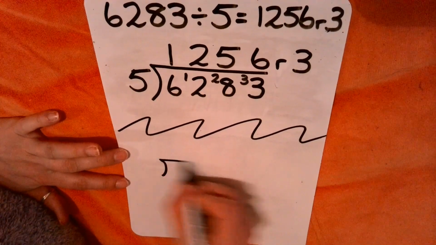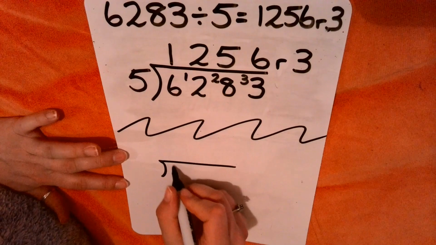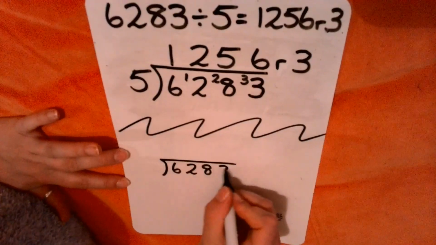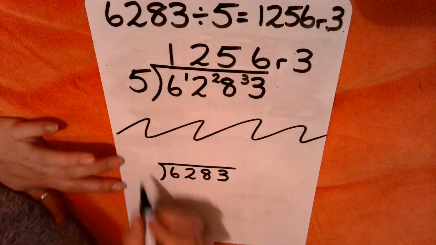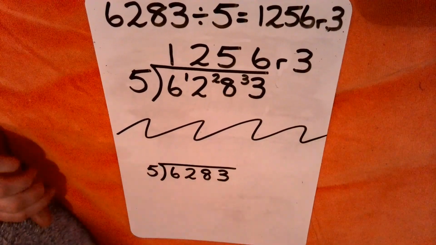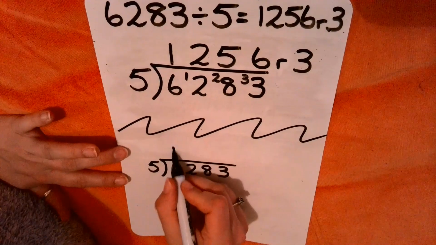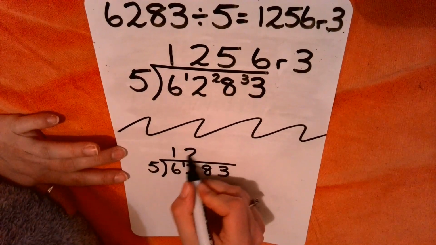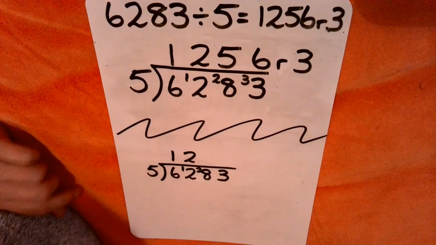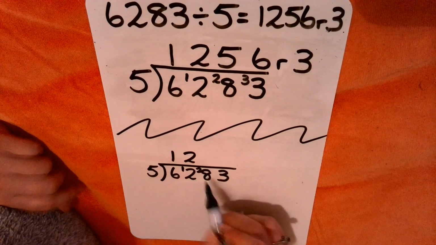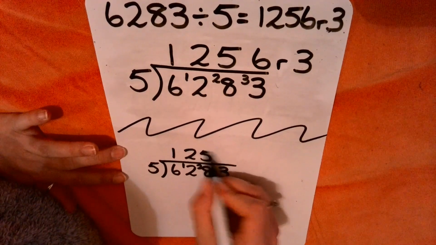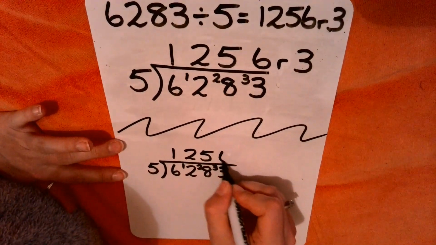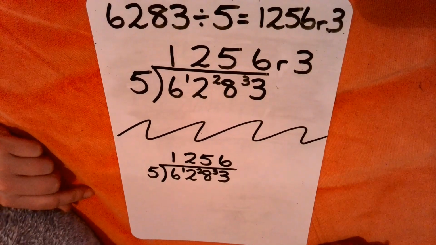Same first step, set out my bus stop. 6,283 is my dividend, 5 is my divisor. 5 goes into 6 once with 1 remaining, 5 goes into 12 twice with 2 remaining, 5 goes into 28 5 times with 3 remaining, and 5 goes into 33 6 times with 3 remaining.